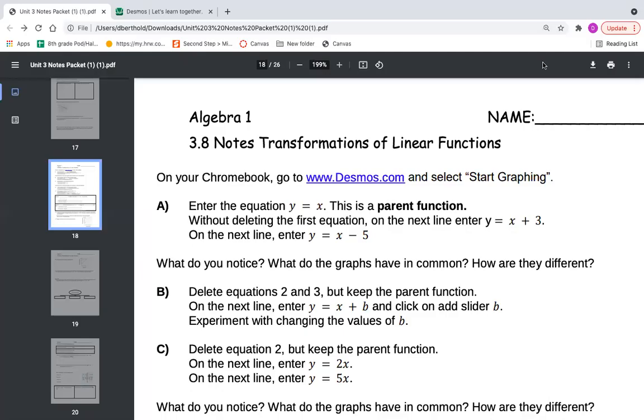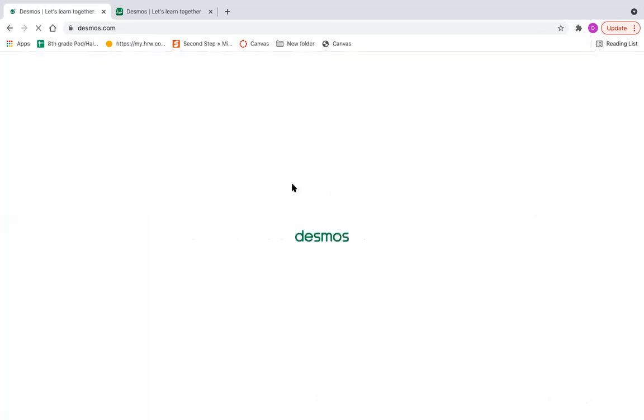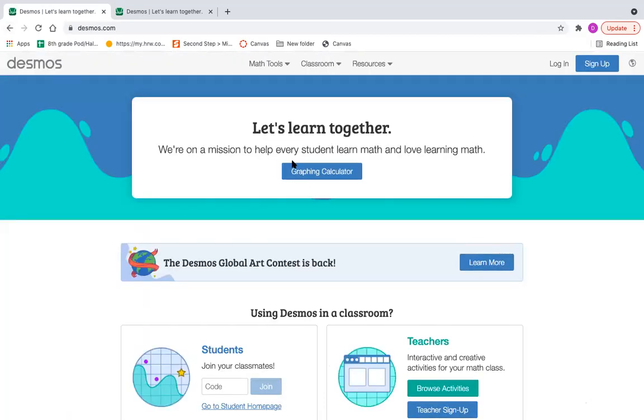All right, guys, here we are at our 3.8 video notes. Today, we're going to be talking about transformations of our linear functions. And what we're going to go ahead and do first is type in this website, desmos.com. And when you go there, you'll actually click on Graphing Calculator.